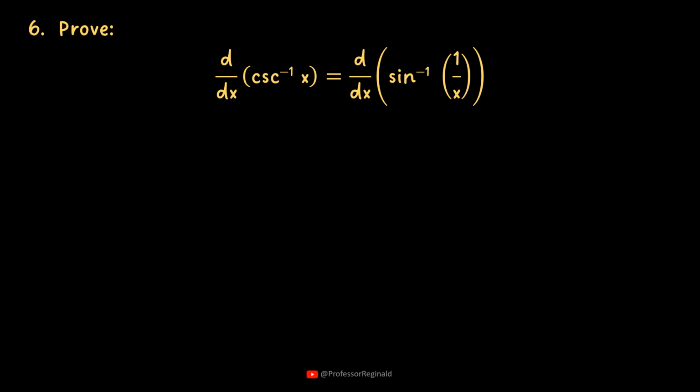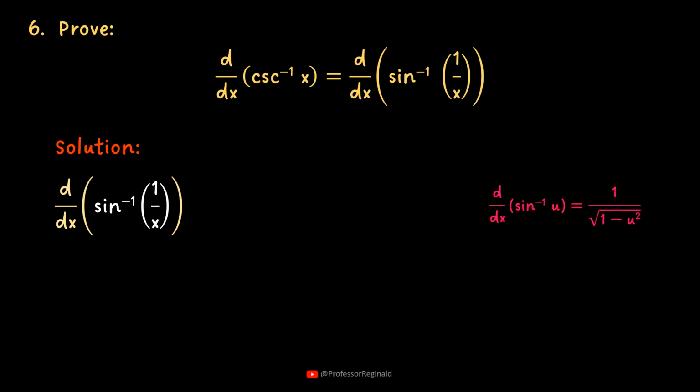Number 6. Prove that the derivative with respect to x of the inverse cosecant of x is equal to the derivative with respect to x of the inverse sine of 1 over x. Solution. Differentiate using an inverse trigonometric function rule. However, instead of a variable, put the argument of inverse sine in place.